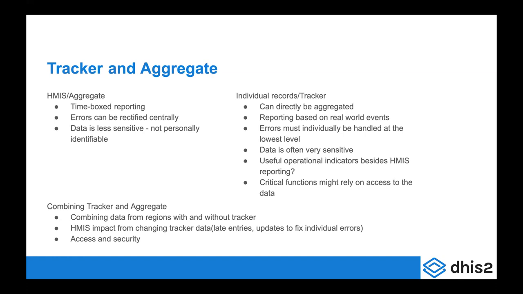Another impact or thing to think about is the difference between how the data is entered. The HMIS reporting might not play so well with the tracker indicators or the indicators based on individual records, just for the fact that the individual records would potentially be entered outside the time-boxed reporting that most HMISs have. So you can very well add a new track into the instance or add a new individual record after the report has been submitted. And then if you do your calculation again on your tracker data, you would see that the number has changed. And then your report is already submitted, but the number is now not the same on the tracker instance as on the aggregate number.